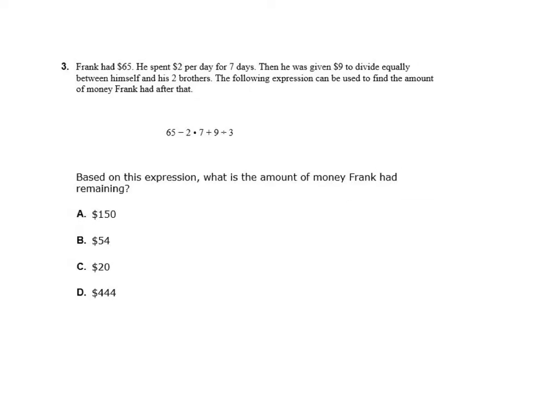first problem. Okay, so the first order of operation problem was number 3. It says Frank had $65. He spent $2 per day for 7 days. Then he was given $9 to divide equally between himself and his 2 brothers. The following expression can be used to find the amount of money Frank had after that. So based on this expression, what is the amount of money Frank had remaining?